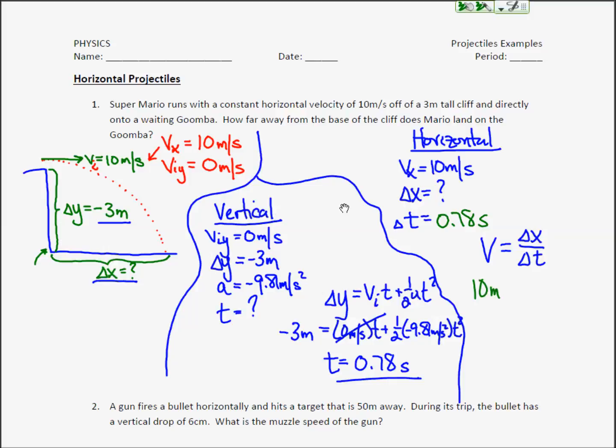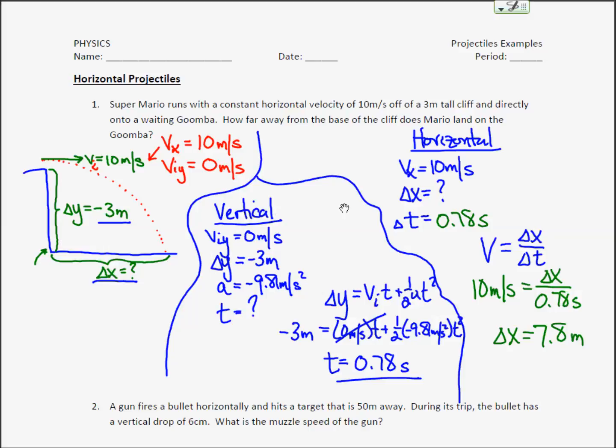So I'll use my 10 meters per second in my horizontal direction. I'm looking for displacement. I know my time is 0.78 seconds. If I go ahead and solve that, you punch it into your calculator, I punch it into my calculator, I get 7.8 meters. And so that's our first example. Here we're finding a horizontal displacement based on how long it takes for Mario to fall. All right, so there's example number 1.